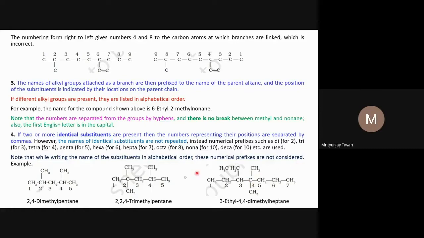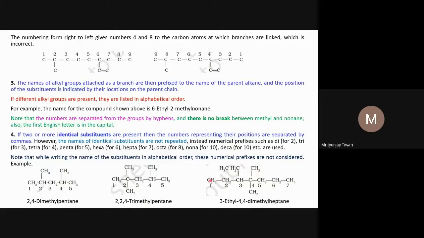While writing the IUPAC names, if different substituents, different alkyl groups, are there as branches, we follow the alphabetical order of the names of the alkyl groups. But these numerical prefixes, such as in dimethyl group or trimethyl group, are not considered in finding the alphabetical order. And why? One can see this example here.